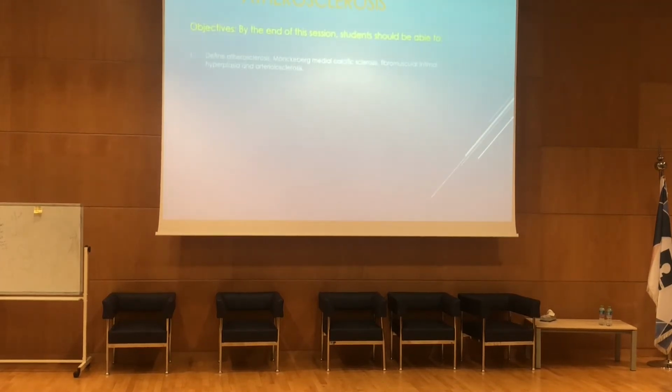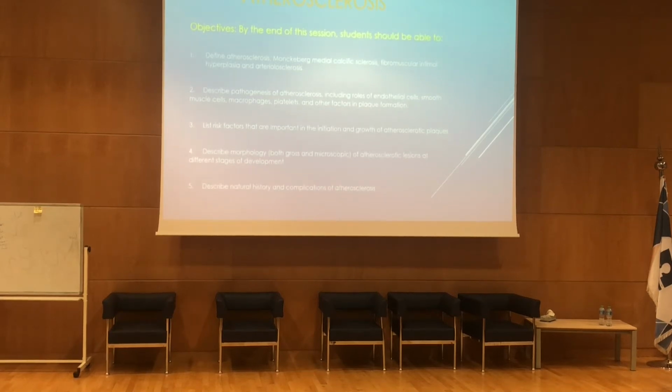So before we go to the topic, let's see the learning objectives one by one. Define atherosclerosis and Monckeberg medial calcific sclerosis, fibromuscular intimal hyperplasia, and arteriolosclerosis. Describe the pathogenesis of atherosclerosis, including the role of endothelial cell, smooth muscle cell, macrophage, platelets, and other factors present in the plaque. Then list the risk factors which actually help in forming that plaque.